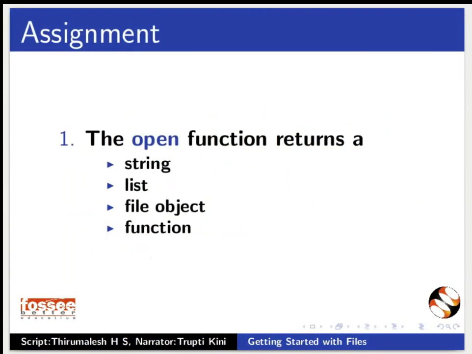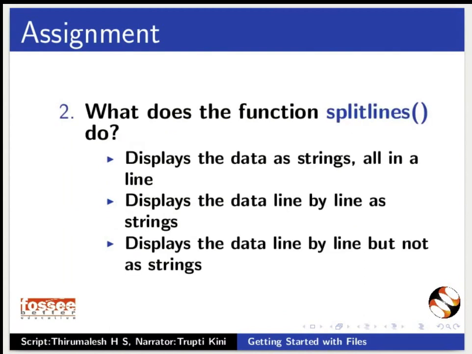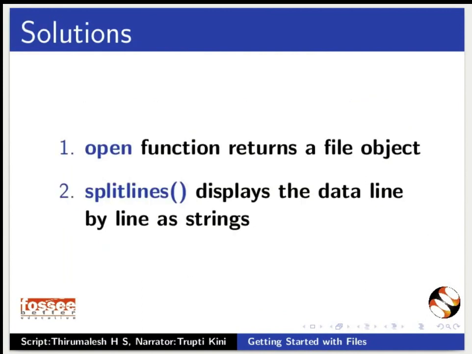Here are some self-assessment questions for you to solve. The open function returns a string, list, file object, or function. Second, what does the function splitlines do? Displays the data as strings all in a line. Displays the data line by line as strings. Displays the data line by line but not as strings. And the answers are: first, open function returns a file object. Splitlines displays the data line by line as strings.